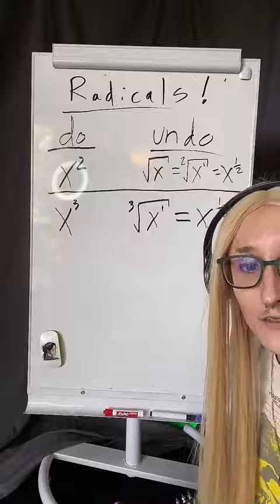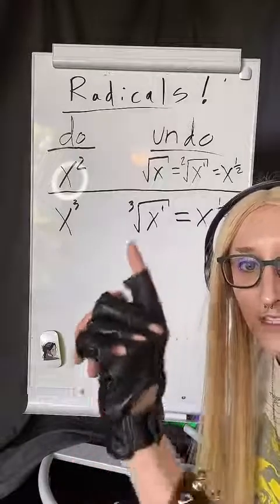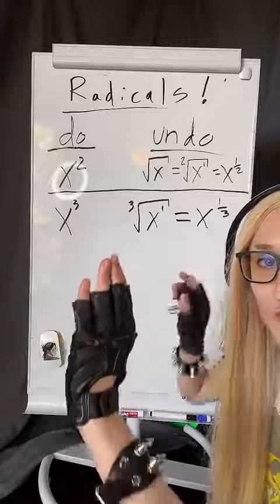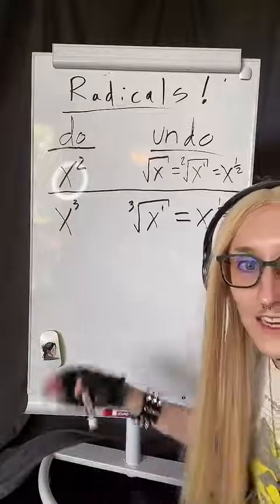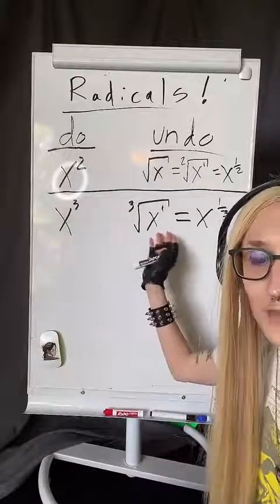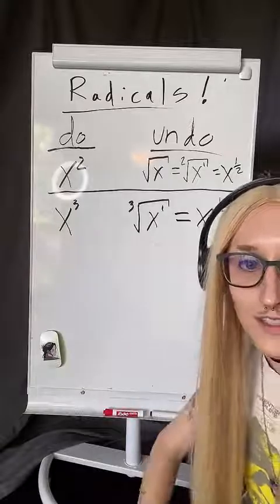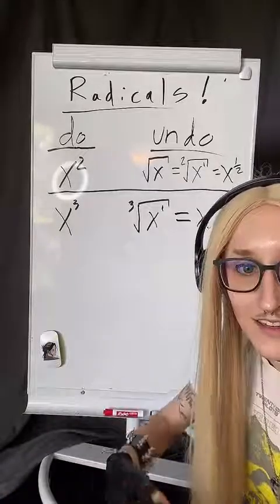Yep, so if we were to undo it, we'd get x to the power of 1/3, right? If we did x cubed times x to the 1/3, they'd cancel each other out. That's why this guy cancels this guy out. This is how we undo this. That's its opposite.